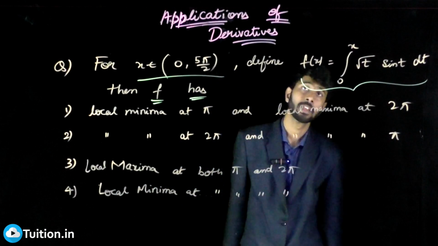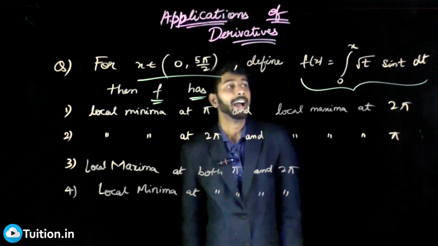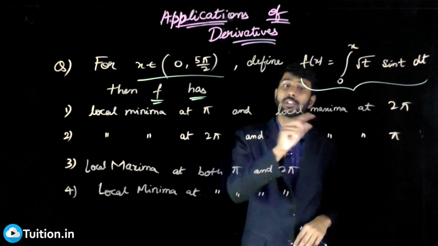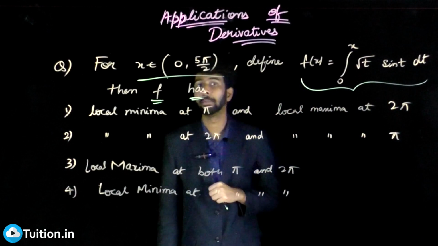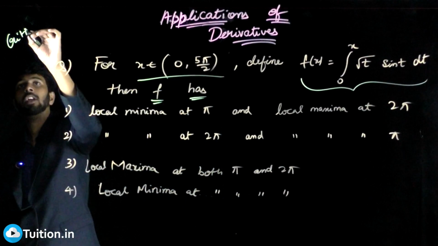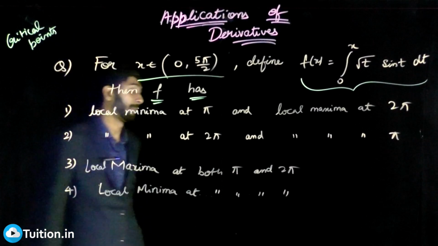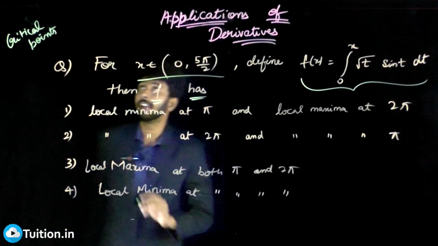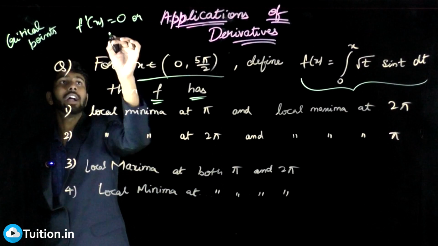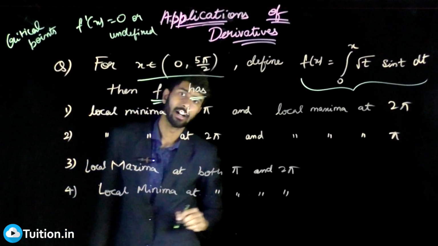So you have a function, you know the interval, and in this interval you need to find at which points you will have local maxima or local minima. That means you need to find critical points, because only at critical points can you have local maxima and local minima. What do you mean by critical points? Where the derivative of a function is either 0 or undefined, that means does not exist. Any of these two are critical points.